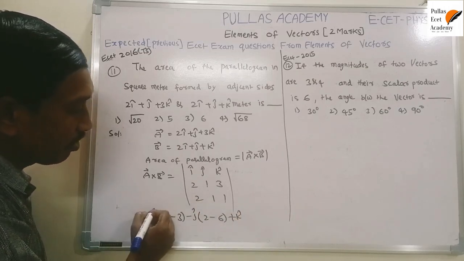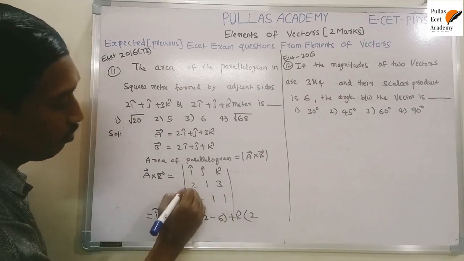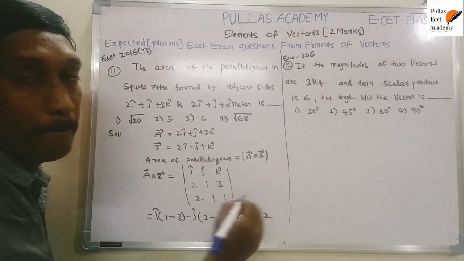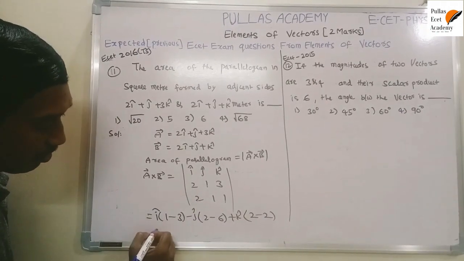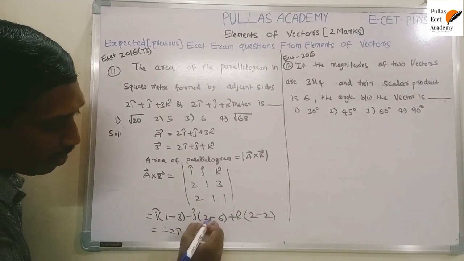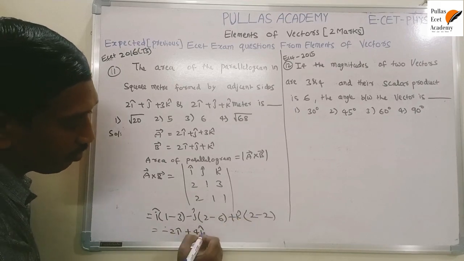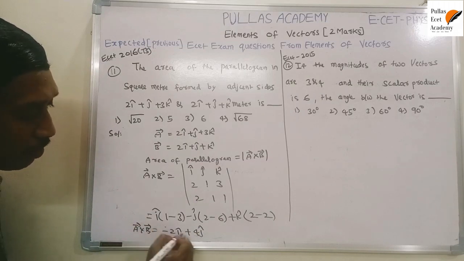So what is the formula? For k cap, it is 2 minus 2. Now it is similar to i cap into this, that means minus 2 i cap. Next this is minus 4, minus into minus is plus 4 j cap. So 2 minus 2 is 0. Then a bar cross b bar is equal to minus 2 i cap plus 4 j cap.